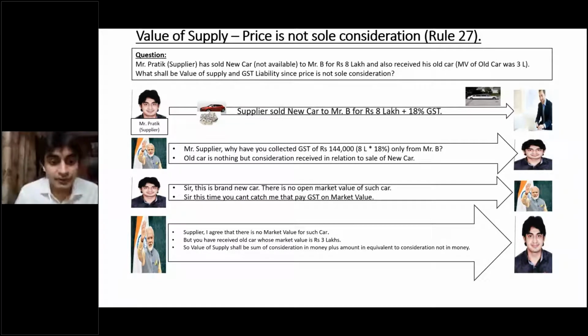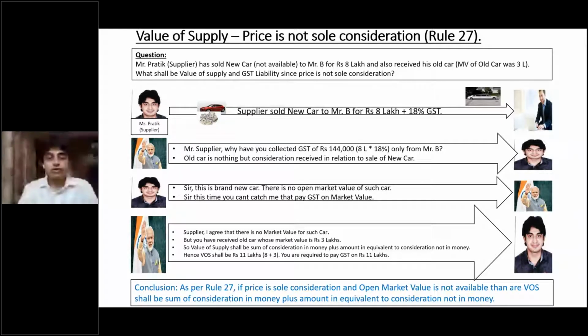So what is the value of supply? Sum of, total of, consideration in money, yani 8 lakh rupees, plus amount equivalent to consideration not in money, yani this 3 lakh rupees. कंसिडरेशन इन मनी यानी जो मुझे फिजिकल कैश मिला वो 8 लाख प्लस अमाउंट इक्विवेलेंट टू द कंसिडरेशन नॉट इन मनी यानी इफ आई सेल दिस ओल्ड कार आई एम गोइंग टू गेट 3 lakh rupees from market. So in short, how much consideration I have received? 8 lakh plus 3 lakh rupees. So I will have to charge GST on what? 11 lakh rupees.